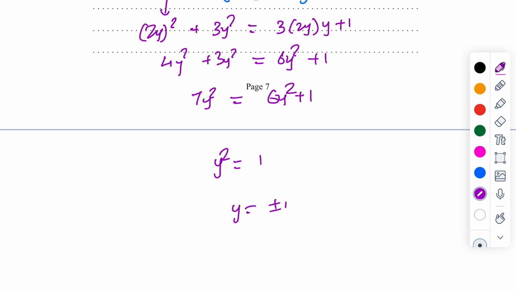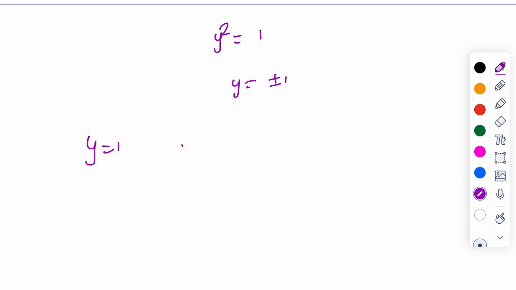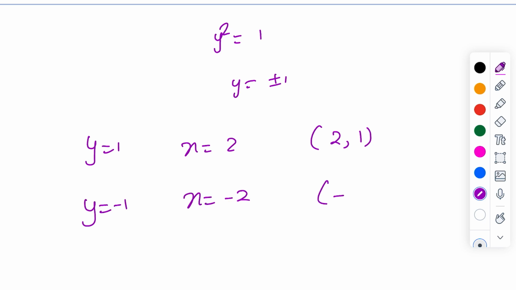Once I get y equals plus 1, I get x equals 2, so 2 comma 1. If y equals negative 1, I get x equals negative 2, so negative 2 comma negative 1. These are the answers for paper 1.